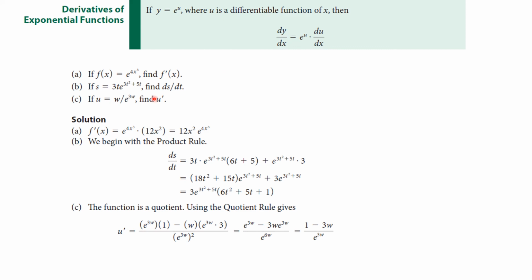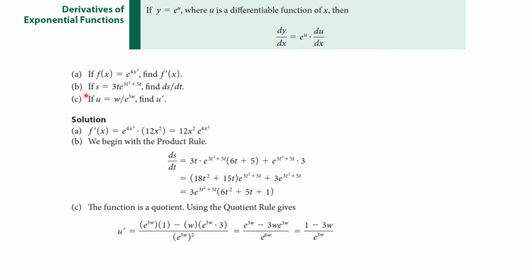Let's do some exercises. The first exercise is f of x equal to e to the power 4x to the power 3. You have to find the derivative of that function. So how to do this? The derivative will be equal to, first you write down the exponential function as it is, e to the power 4x cubed, then times the derivative of 4x cubed, which is 12x squared. So it will be equal to 12x squared e to the power 4x cubed.